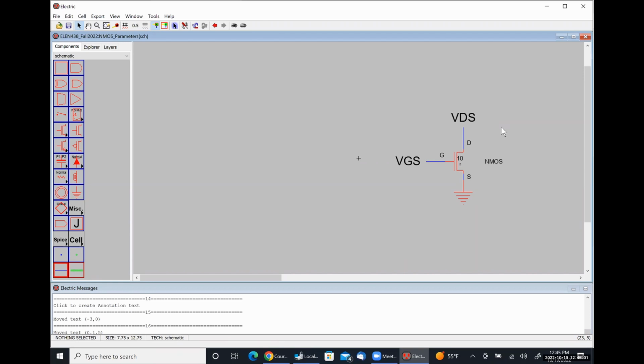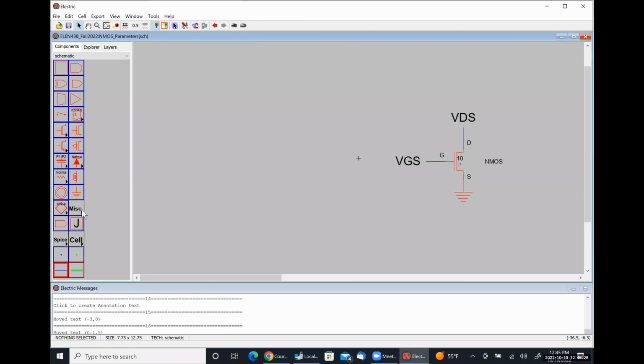So the simulation that we are going to run here is a DC parameter sweep. So we are going to be changing the value of the voltage source that's connected to our gate node and the value of the voltage source that's connected to our drain node in order to get our relationship between our drain current and those two quantities as we sweep them through different values.